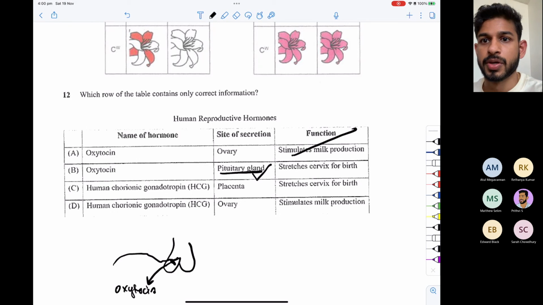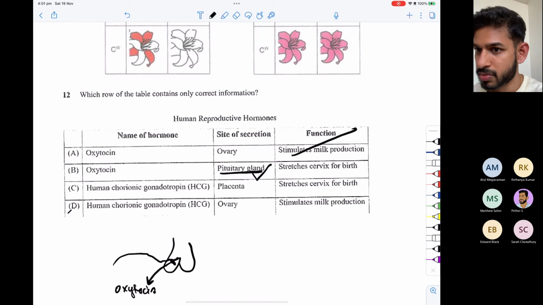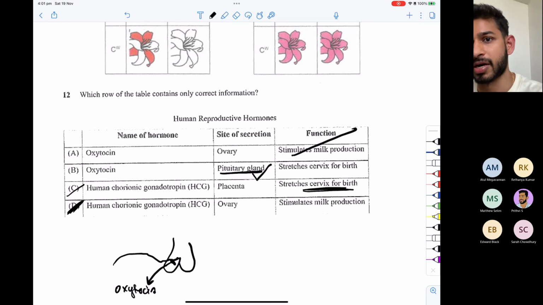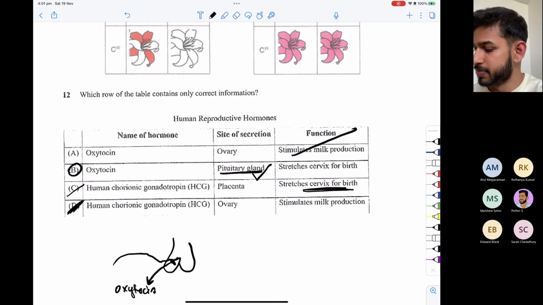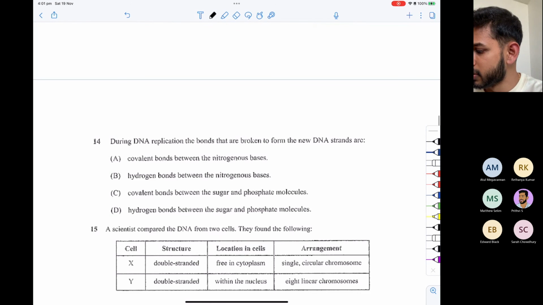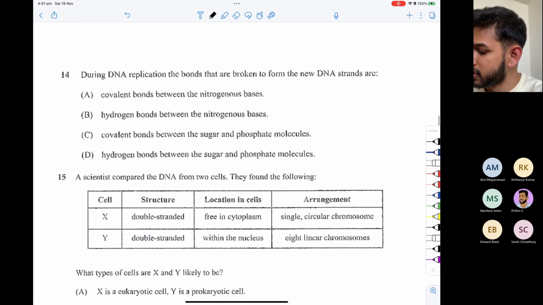Okay, good. What about C and D? Is HCG released from the ovary, Edward? No, it's not. It's released from the implanted embryo. So if anything, the embryo would be the answer for site of secretion, right? So C is not right because HCG doesn't stretch the cervix. That's what oxytocin does because it causes muscle contractions. So your best answer is B. Very good.